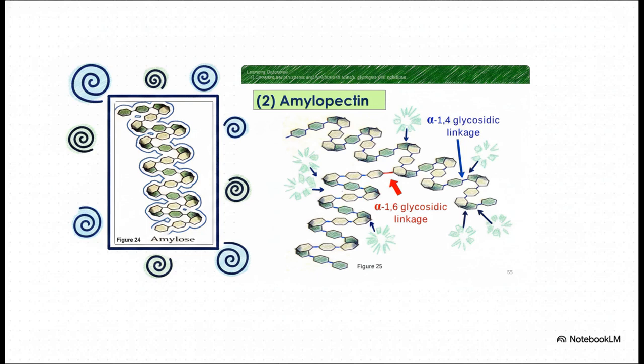Over on the left, we have amylose. Amylose is an unbranched polymer. It consists solely of alpha-glucose monomers joined by alpha-1,4 linkages, and this specific structure causes it to coil up into a helix. Then on the right, we have amylopectin.